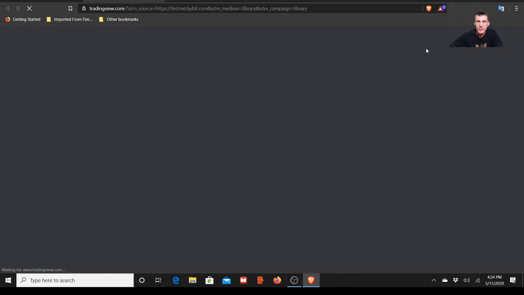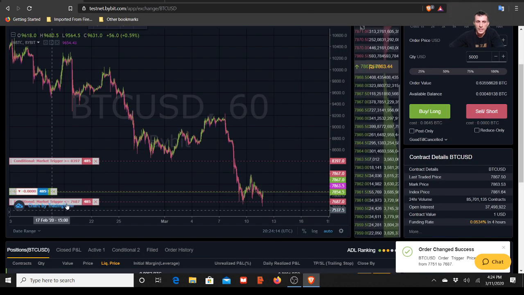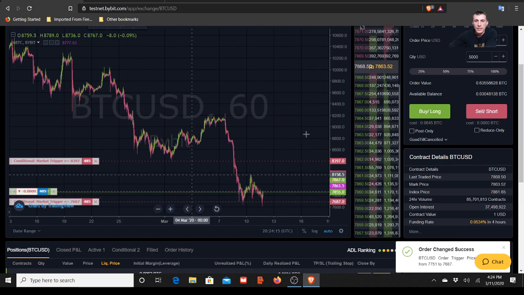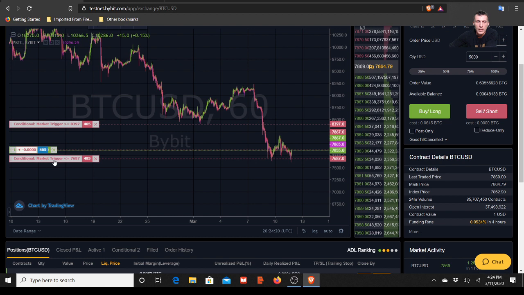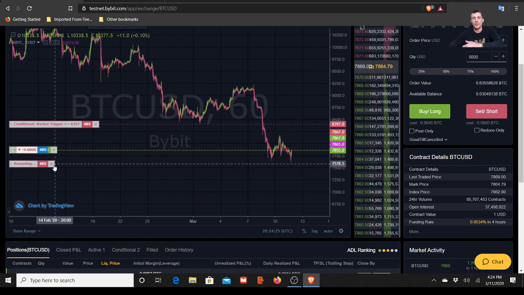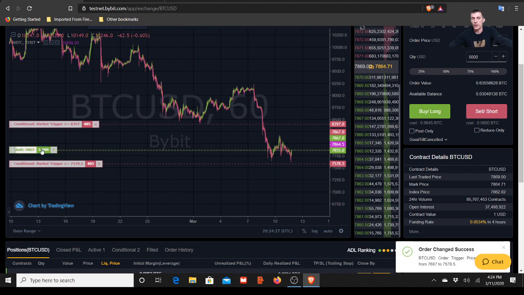What the heck is going on? I accidentally clicked that TradingView thing right there. But yeah, you can drag and drop these anywhere you want, as long as you are not farther than your liquidation on your main entry.